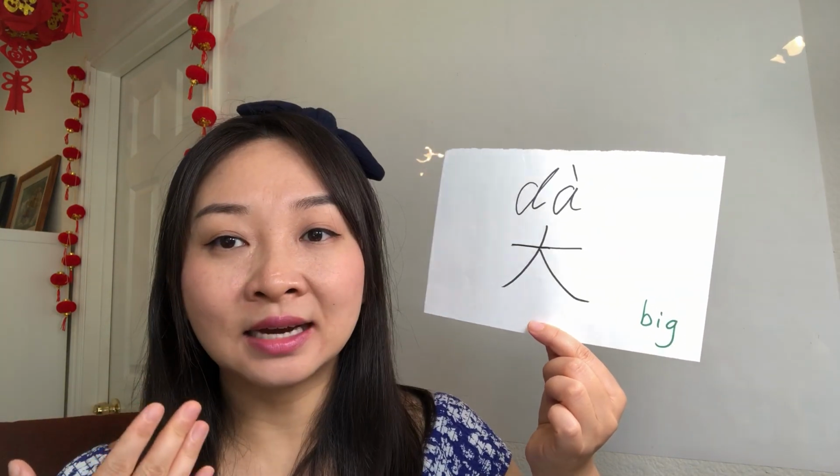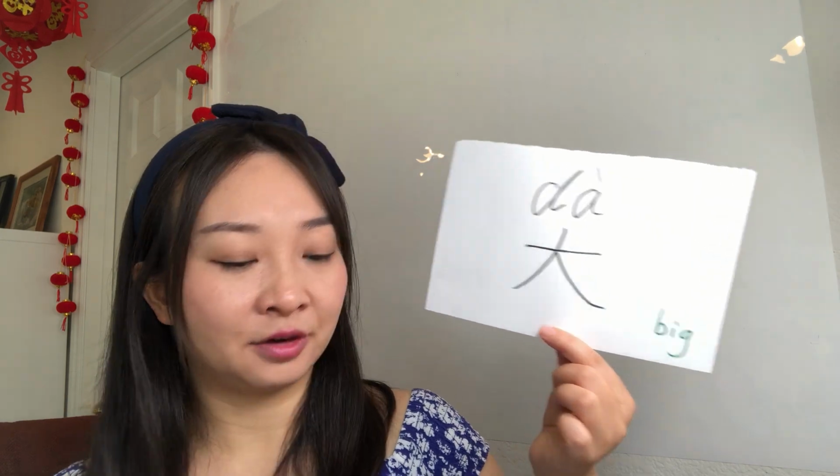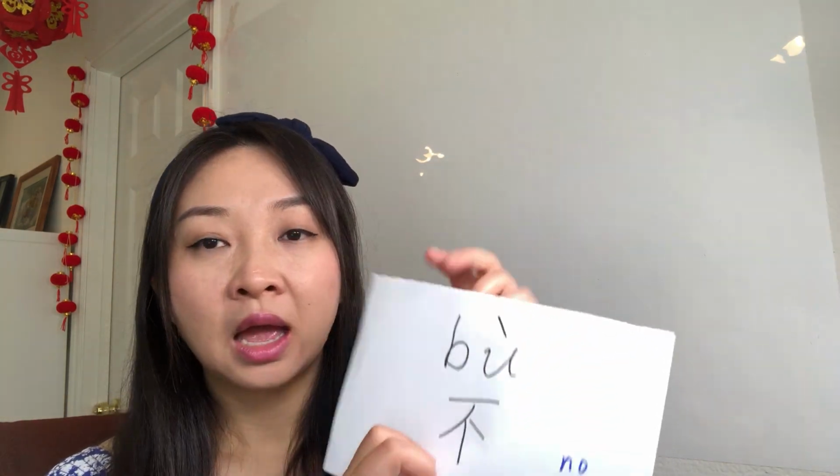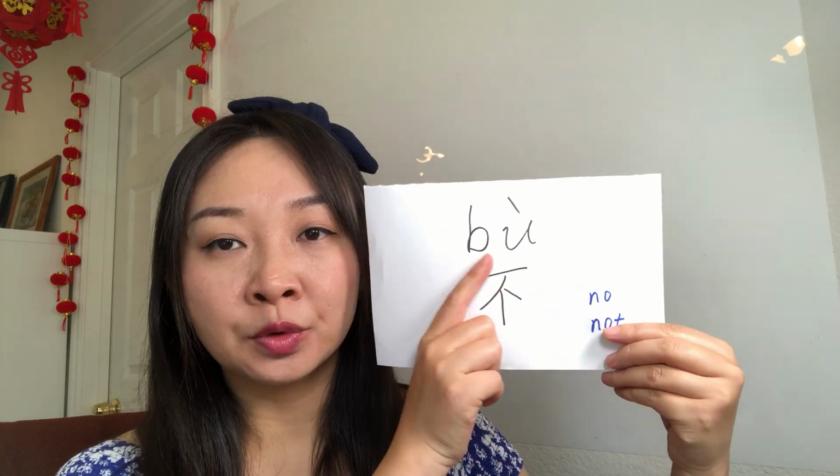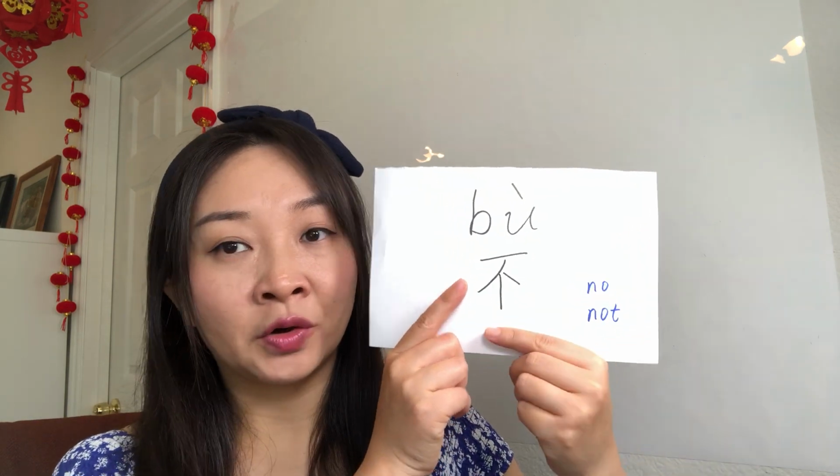Okay, next one, 大, 大, da means big. Okay, 大, you need to open your mouth for this one. 大, da. Okay. The last one, 不, 不, okay. 不, your voice goes down. So it's a fourth tone. 不 means no or not.